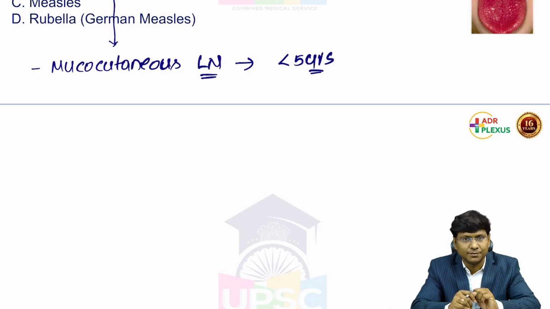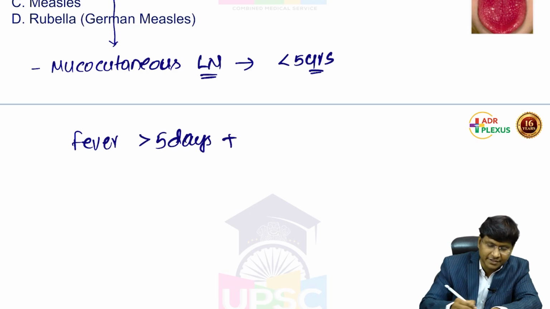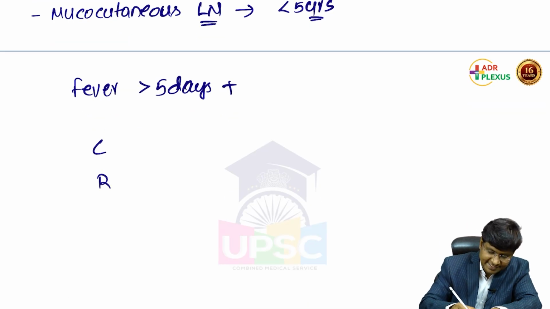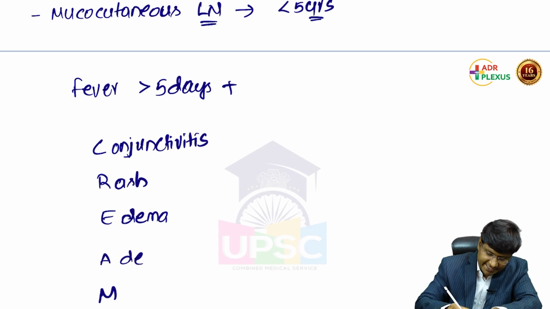So there are 5 important criteria in Kawasaki. Out of 5, there should be 4. So one is definitely fever. That should be there for more than 5 days. Along with fever, there should be 4 of the 5 criteria. What is that? Just remember this mnemonic, that is CREAM. Right? So the letter C stands for conjunctivitis. Right? And the letter R is rash. The letter E is edema. The letter A is adenopathy.